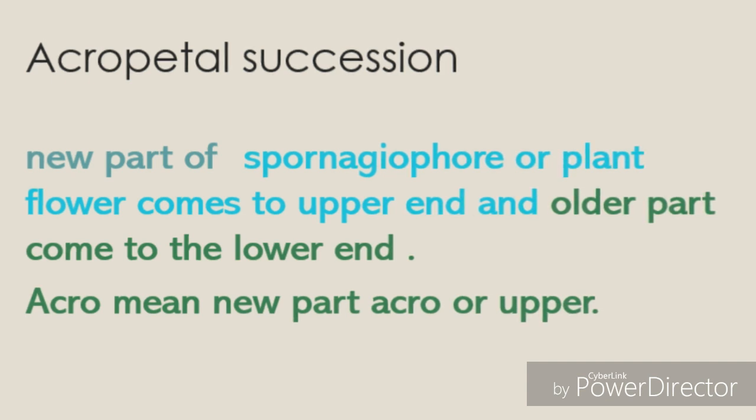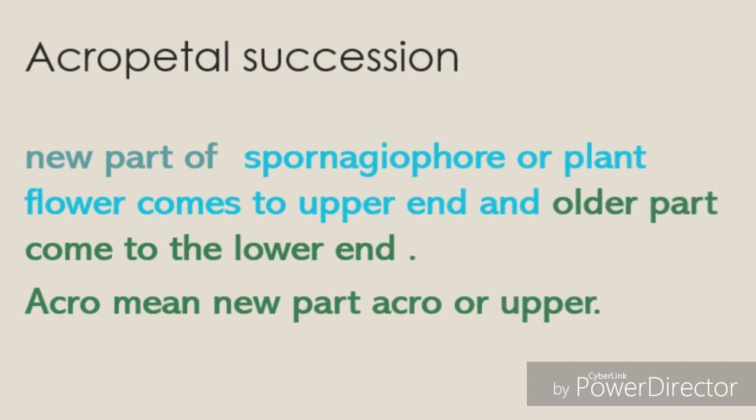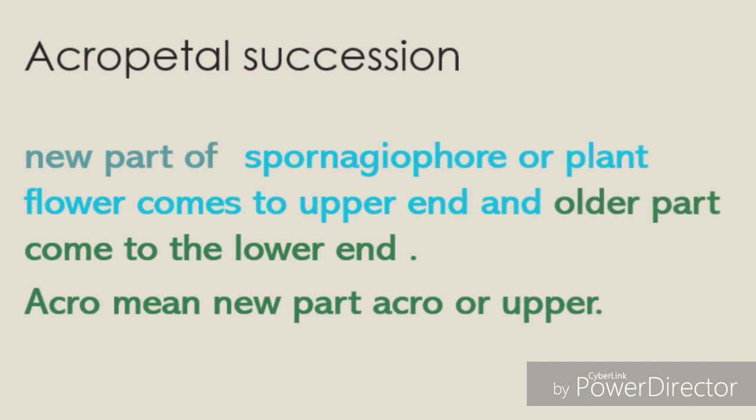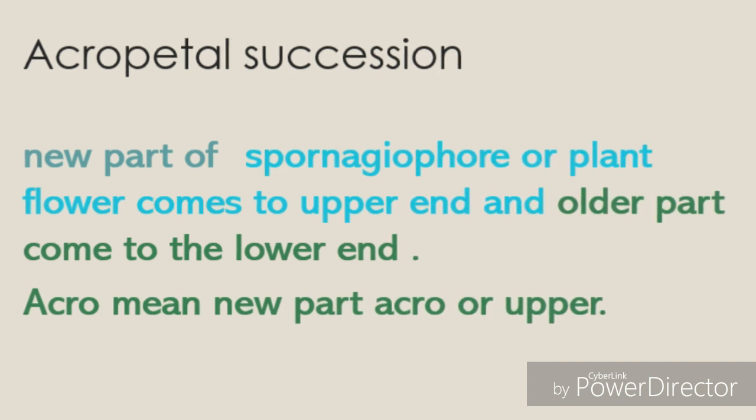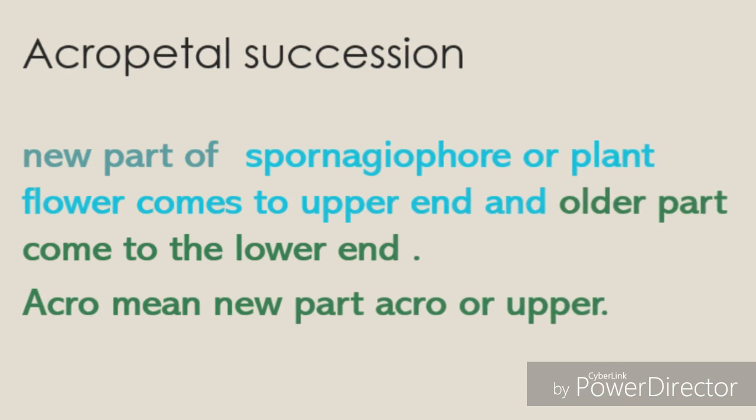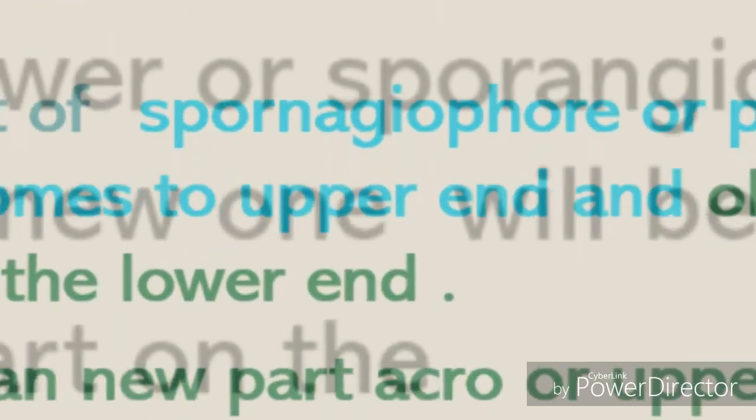Acropetal succession. Acro means the new part will be on the upper side, and this part can be a sporangiophore or a flower. The new part comes to the upper end, and the older part will be on the lower end. That's acropetal succession, and now basipetal succession.